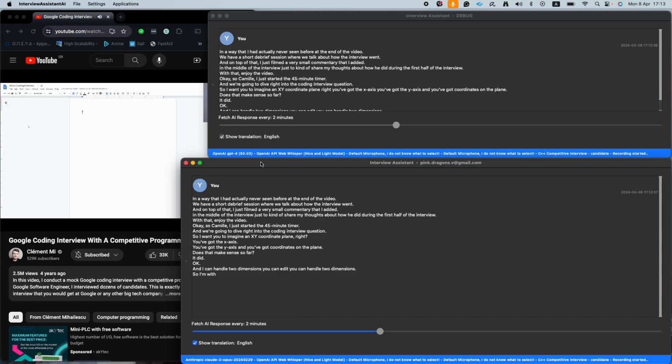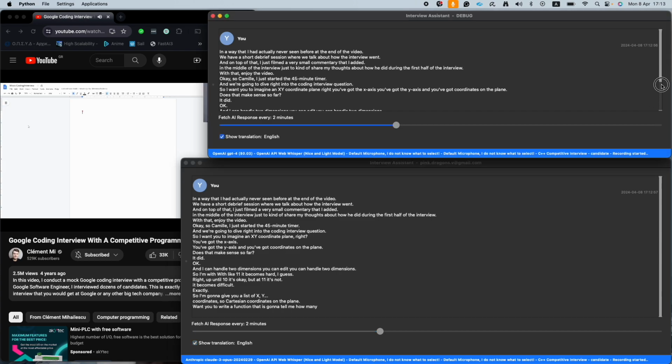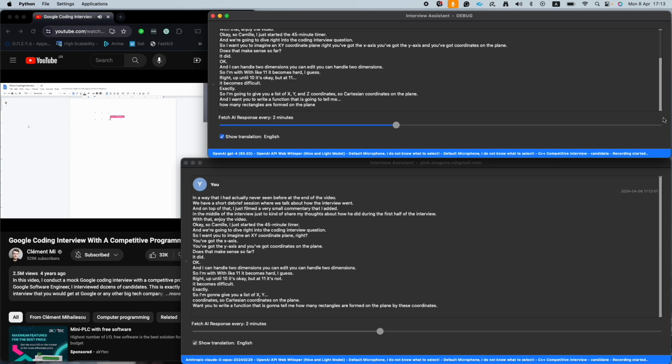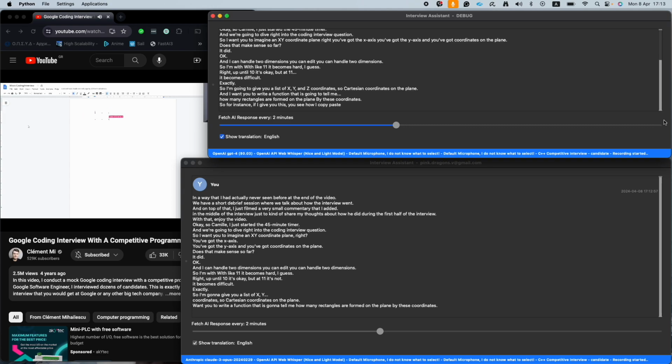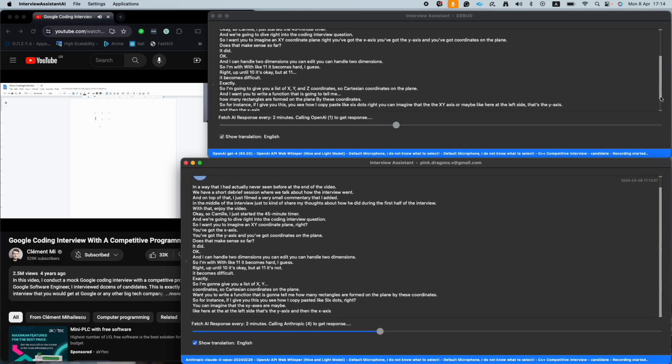Exactly. So I'm going to give you a list of XY coordinates, so Cartesian coordinates on the plane, and I want you to write a function that is going to tell me how many rectangles are formed on the plane by these coordinates. So for instance, if I give you this, you see how I copy pasted like 6 dots. Right? You can imagine that the XY axes are maybe like here at the left side. That's the y-axis, and then the x-axis. It doesn't really matter. And you can imagine that here there are 3 rectangles that are formed, right?